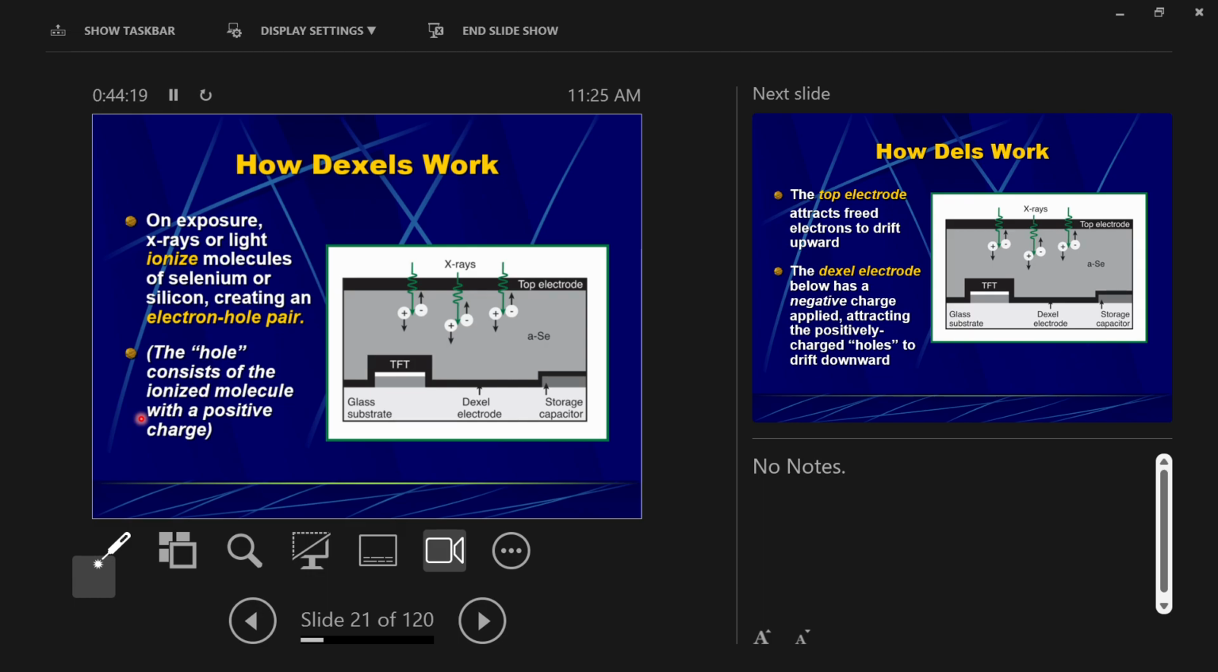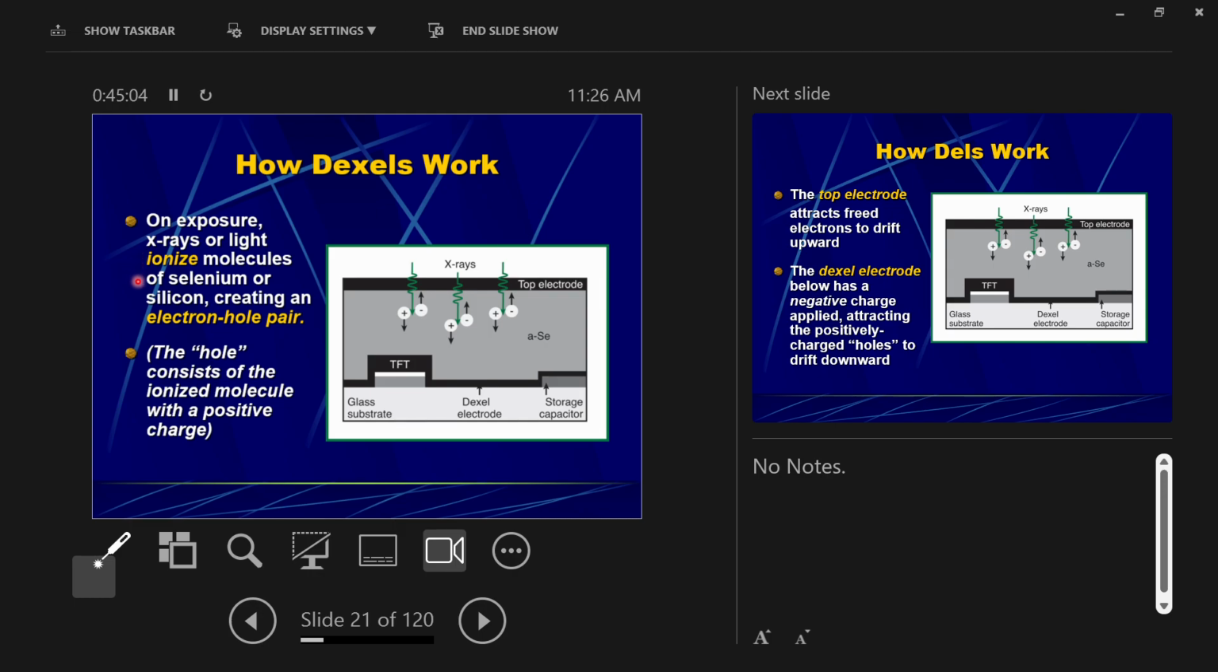So here's how your DEXELs work at the level of atoms and molecules. This is sort of now like a top to bottom kind of thing. So we're looking at almost like a cross section. Bottom of the DEXEL, top of the DEXEL. X-rays are coming in from the top, okay? So when exposed to X-rays or visible light, remember selenium for X-rays, silicon for visible light, the light or X-rays will ionize molecules of the semiconductor, selenium or silicon.